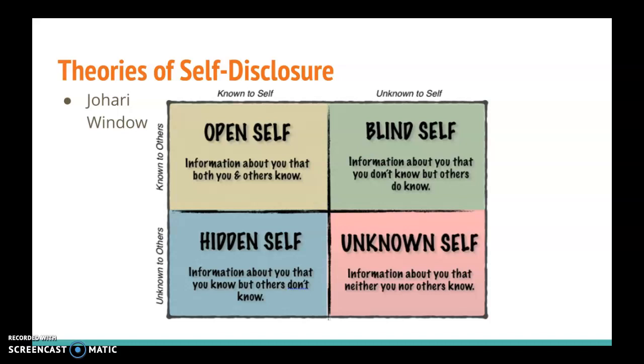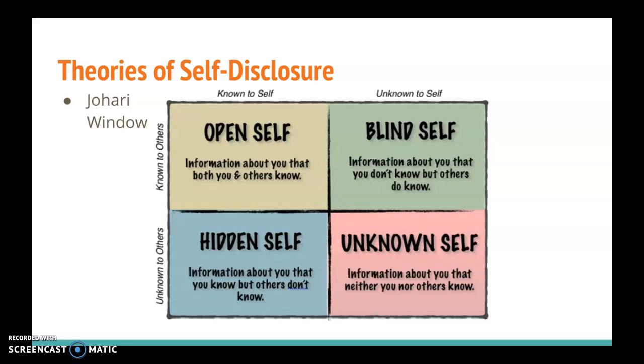The blind self is information about you that you don't know, but that others do know. And that might sound a little bit confusing. How is it that others can know something about me that I don't know about me? And this is because it has to do with others' perceptions of us a lot of the time. So, for example, we might be unaware of the fact that others see us as being pushy, or as a leader, or as well organized. And so we don't see ourselves that way necessarily, but others might see us that way. So we don't know that we're pushy, but others see us as being pushy.